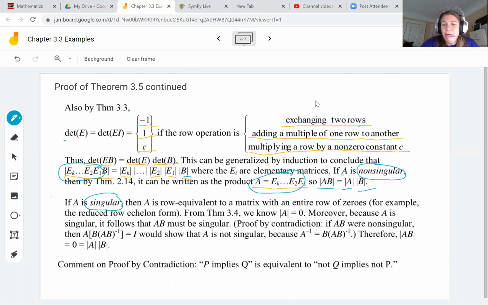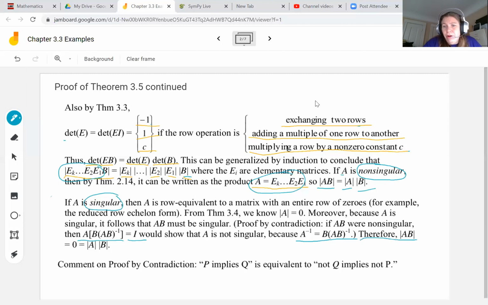If the product AB were non-singular, meaning you could invert it, then A times, in brackets, B multiplied by the AB product inverse equals the identity would show that A is not singular, right? If you could have an inverse of that product, then A inverse would equal B times AB inverse, so A would be invertible, so it would not be singular. So by contradiction, it must be that AB is singular.